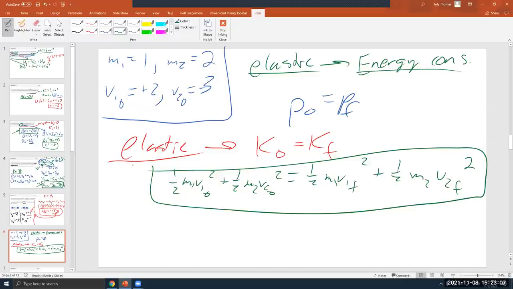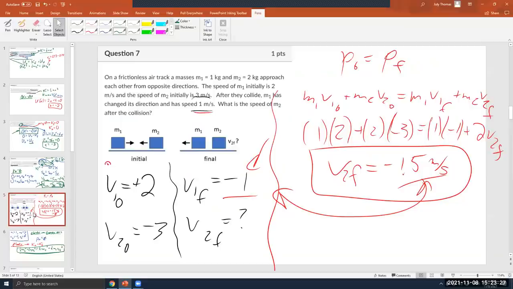You do have a formula for elastic collision? I don't have the formula sheet memorized, but that's good. They're saying in the chat that there is an equation on the formula sheet. It's probably the v1 initial squared plus v2 initial squared, there's a minus sign somewhere in there. Anyway, it's probably that equation. It just comes from combining this conservation of kinetic energy with the conservation of momentum right here.